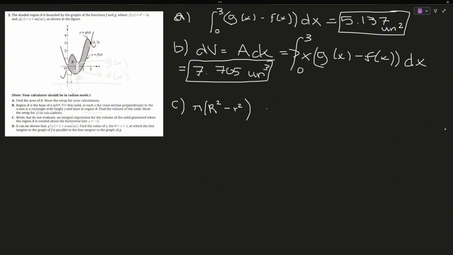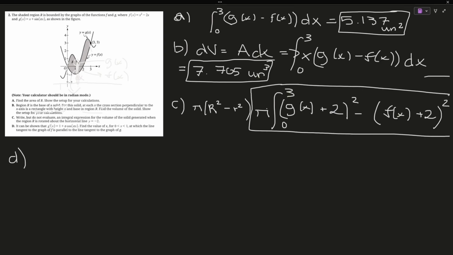So big R squared is going to be from the graph here all the way up to g of x. So we're going to have top minus bottom with g of x at the top. So g of x minus, and the line here is -2, so we'll do +2 because minus a negative is a plus. And that's our big R squared. Minus little r: the top is going to be f of x, and the bottom is still -2. And then we're going to square that, and then we'll have pi on the outside and integrate from 0 to 3.